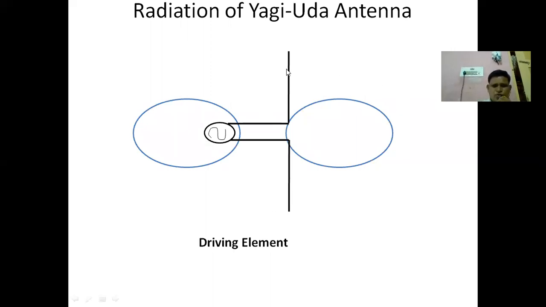But here we are using only the driving element, which is the folded dipole antenna. If you provide the supply to this folded dipole antenna, we get the radiation pattern like this. Actually, these two lobes will join here and come near, but while drawing there is a separation. This is the radiation pattern of the driving element, the folded dipole antenna. That's why we are getting this shape.